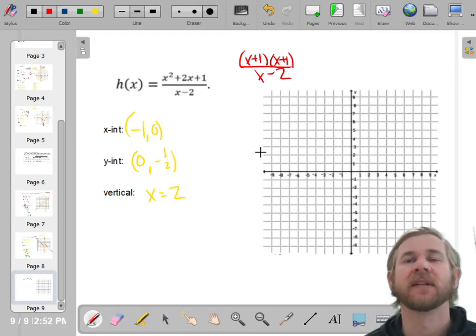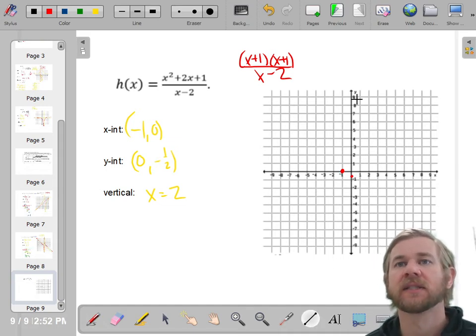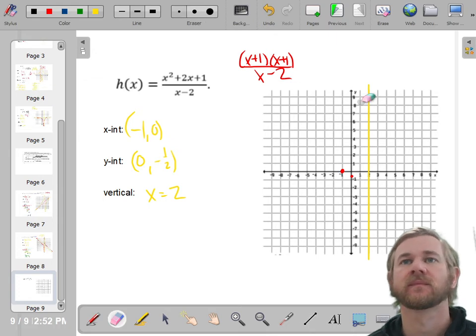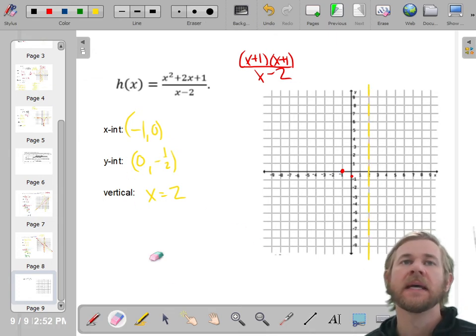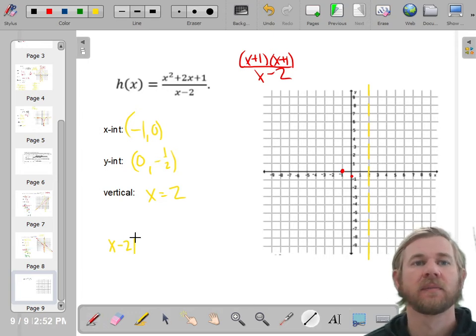We'll plot my intercept at negative 1, my y-intercept at negative 1/2, my vertical asymptote at 2, and I'll do that in yellow again, 2. Go. Now we will do long division to find our slant asymptote, because the numerator is a higher degree.